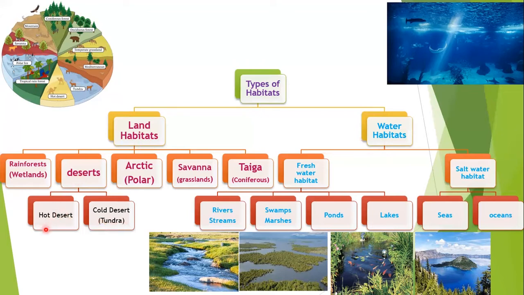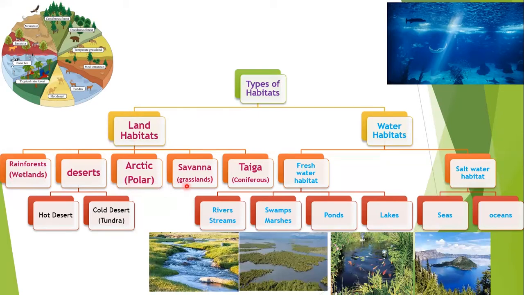So deserts. Hot deserts, we all know hot deserts with the sands and the very hot sunny weather, okay? But this is the new one, cold deserts, the tundra. It is called desert because there are no trees there. Okay, let's go back. Land habitats, we have mentioned rainforests or wetlands, deserts, Arctic. And this is a very important word, Arctic. Polar, yes, land habitat. And of course, these are icy, snowy lands.